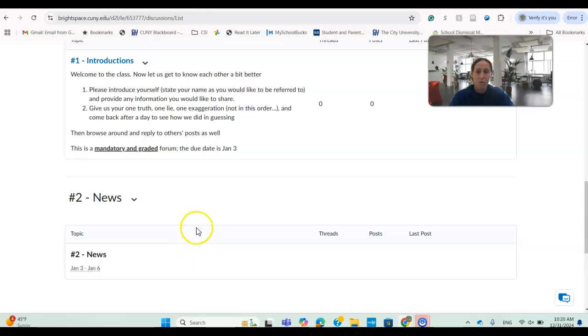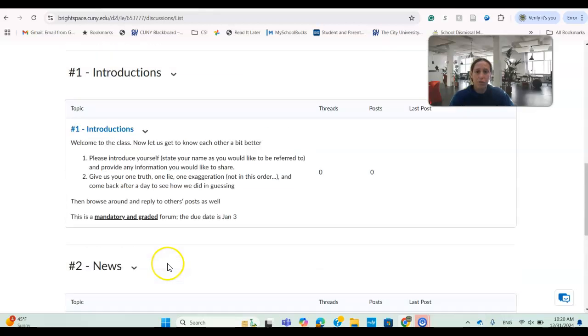After that, you will see more discussion forums open. Right now, the next one to come would be about news analysis, but that is not until January 3, when it will open up for you and you will have 3 days to complete it.